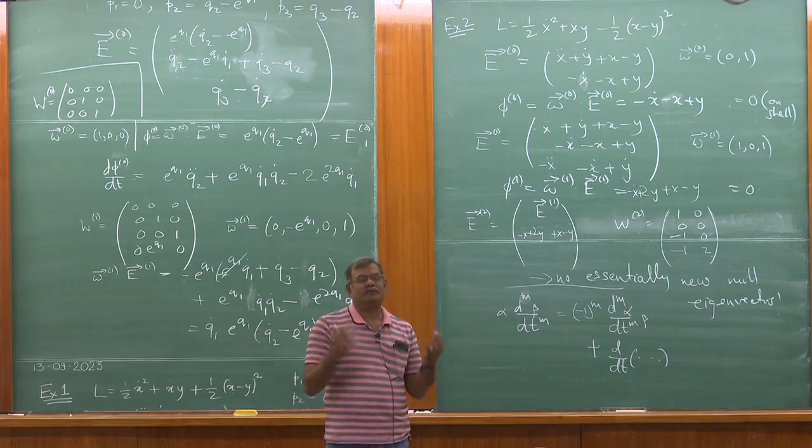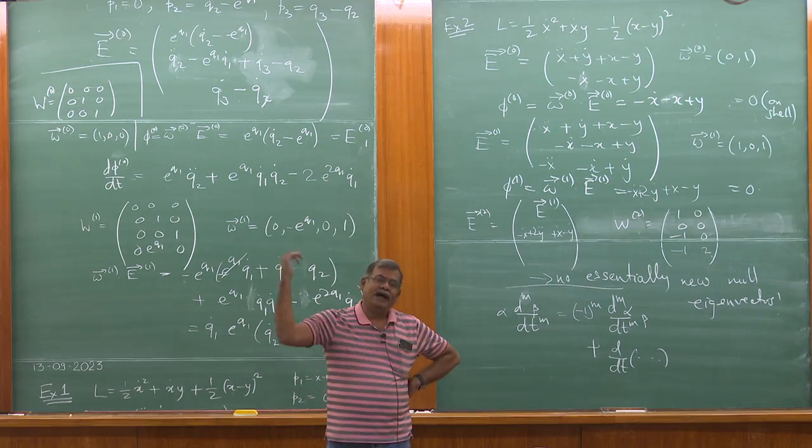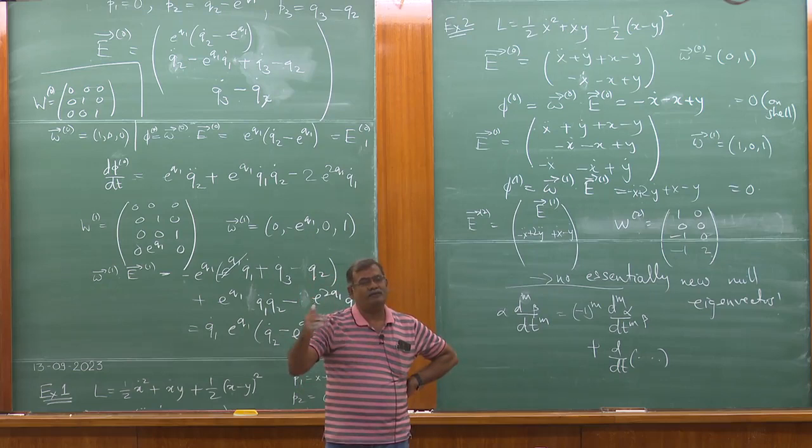So basically, there are two possibilities. Either you will not get a new thing at all, in which case you can say there's a gauge symmetry. You might not get a new eigenvector at all. And if all the constraints you have gotten till that stage are independent of each other, then you have no gauge symmetry.